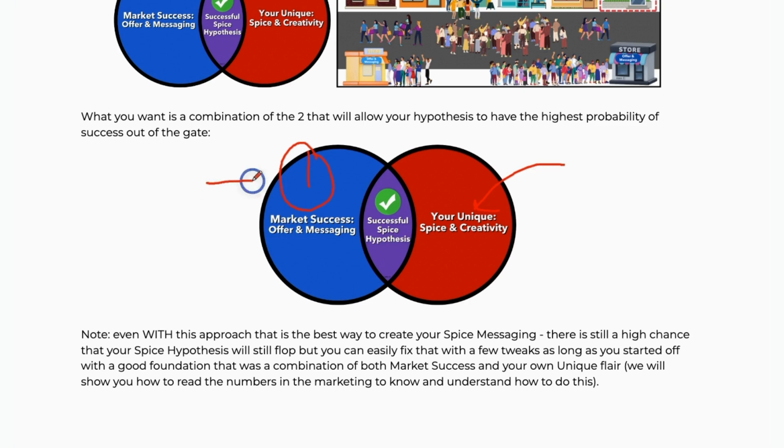So we want to first find who's successful, model off of them, take what they have, and then put our own unique spin to it. That is how we come up with a successful spice hypothesis. And that's the reason why it's so important to do what we are walking you through, okay?